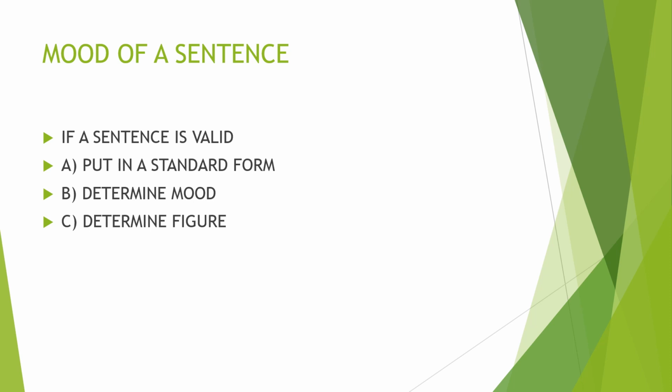Now, if the sentence is valid, then put it in a standard form. That standard form I have given you. Then determine the mood. After that only we can find the mood of it. Then determine the figure, what kind of figure it follows. Okay. So we can see how it comes.